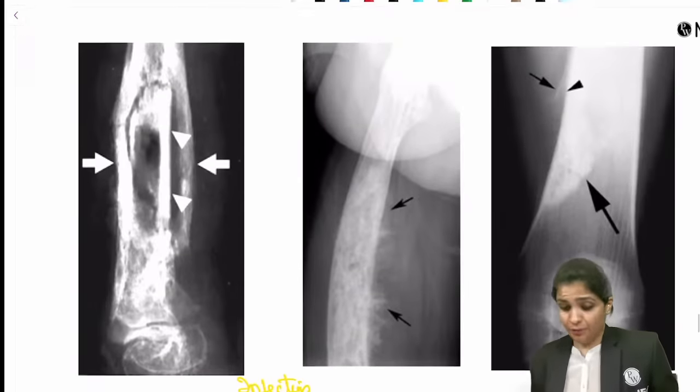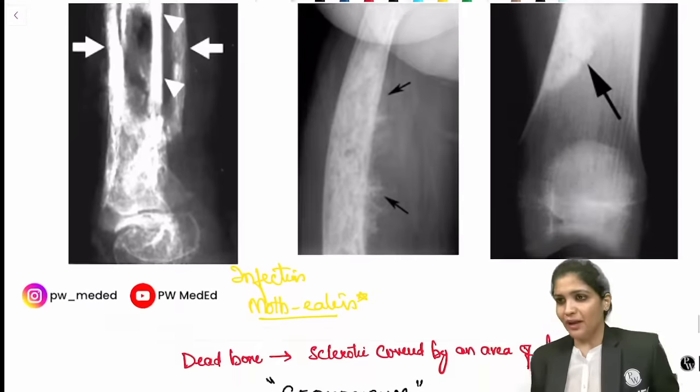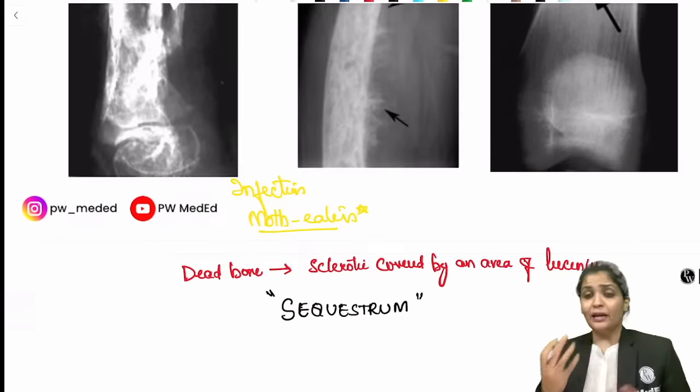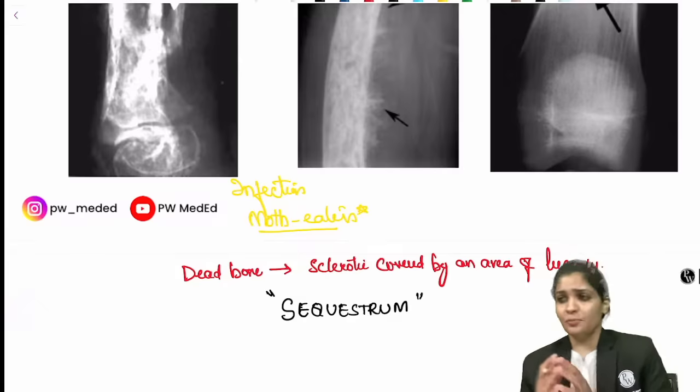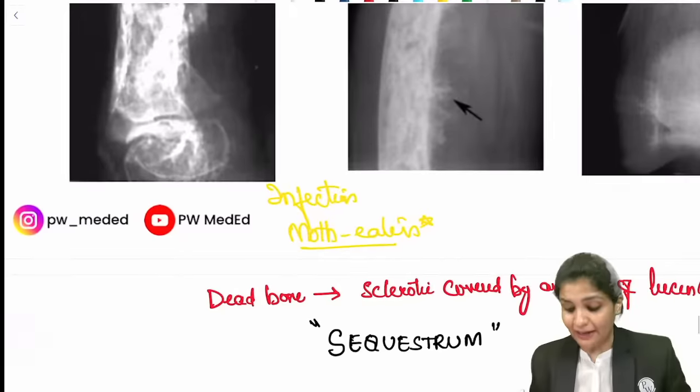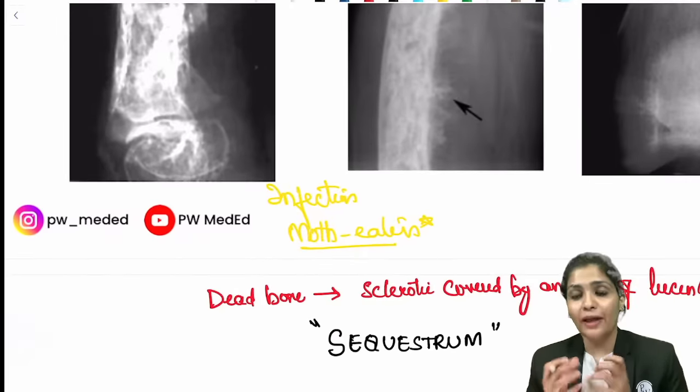So why is it called dead bone? It is called sequestrum, right? Why is it dense and sclerotic? Usually dead bone should be lytic somewhere, or it should be lighter than the bone. Why is this sclerotic? It means that the resorption is not happening.